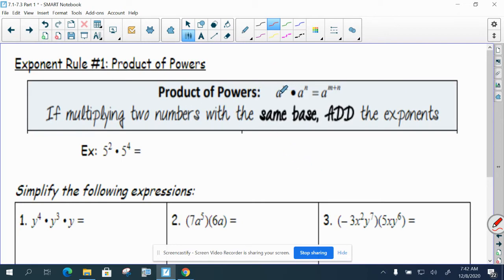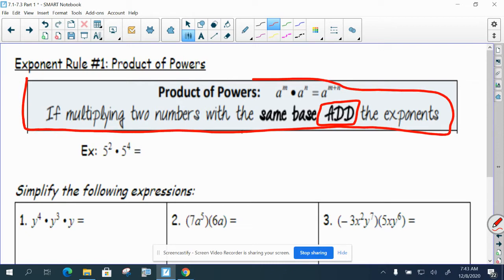All right, so the first rule is the product of powers. If you take 2 powers and multiply them together, you add the exponents. So make sure you take a minute to write down the whole rule and this entire box here. You want to make sure that you stay organized with these rules because there are a lot of them and they can get jumbled up easily.